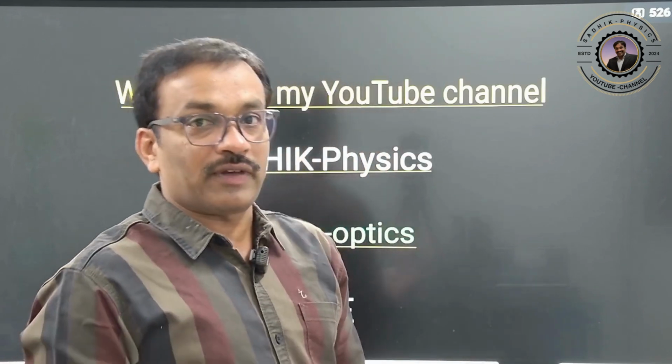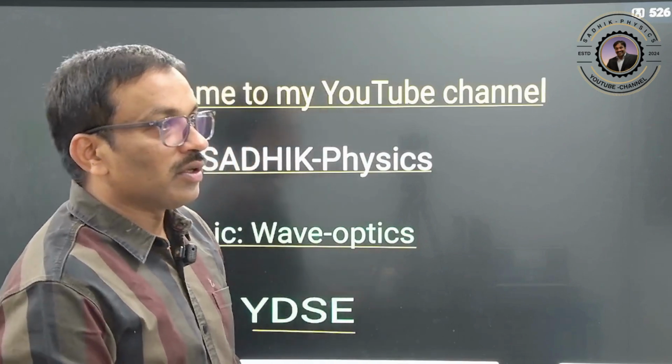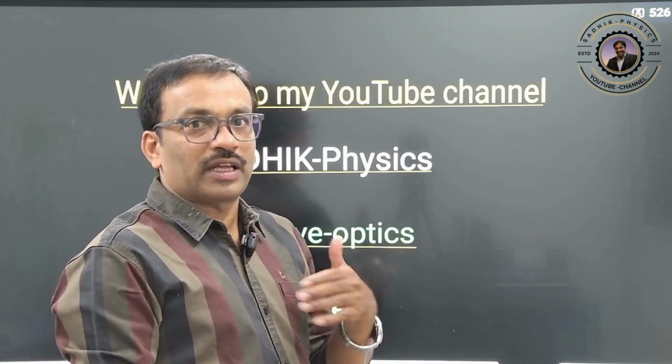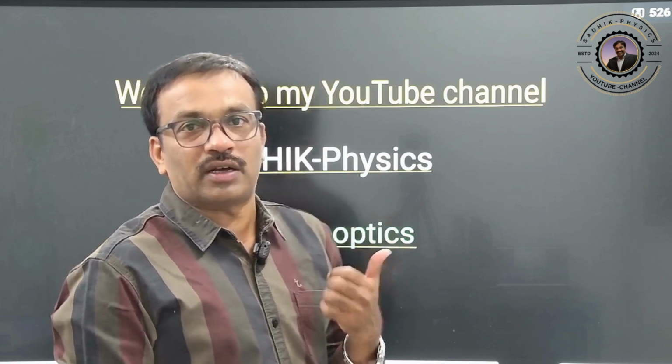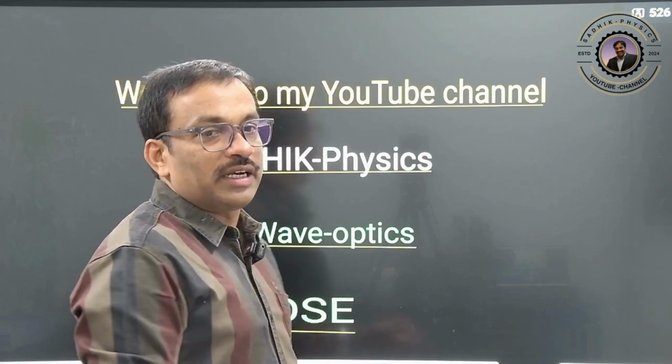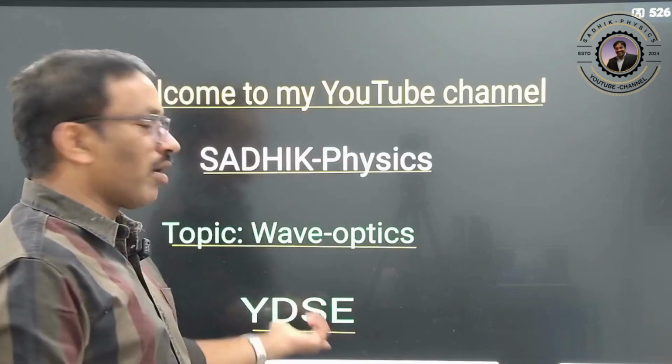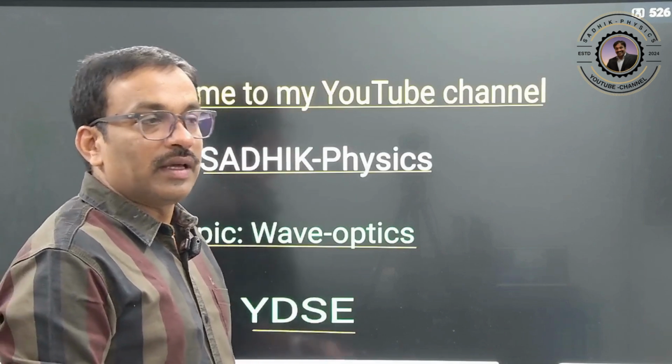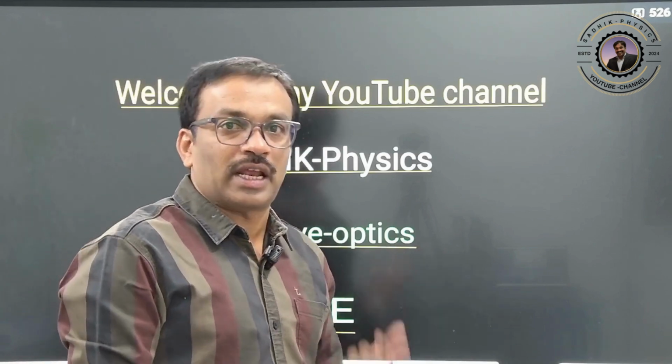So interference of two waves is applicable for sound waves and light waves also. But in this video we are going to discuss Young's double slit experiment, which we simply call YDSE. This is an experiment which shows interference in light waves.